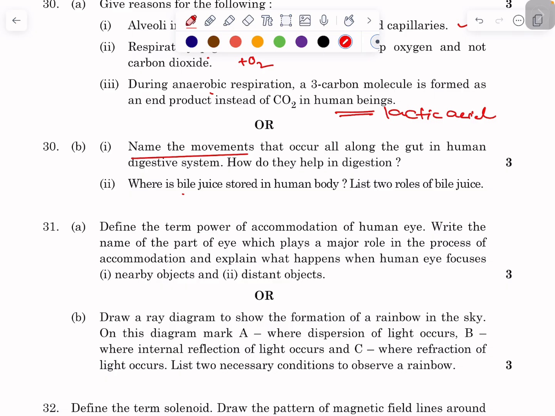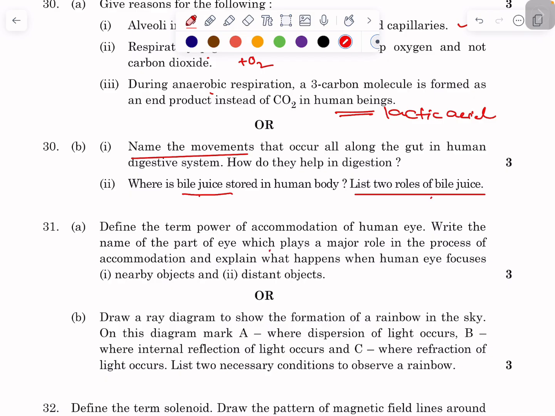Next question number 2 is, where is the bile juice stored in the human body? List 2 roles of bile juice. The answer is the gallbladder. The bile juice is stored in the gallbladder. What are the two roles? It breaks down the fats, and it also turns the acidic medium into alkaline.